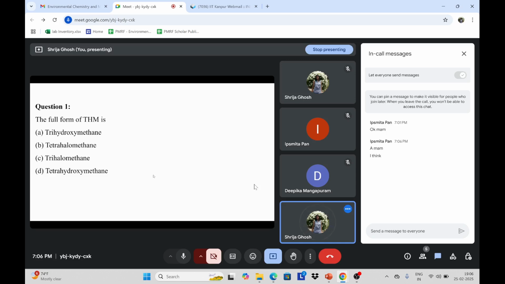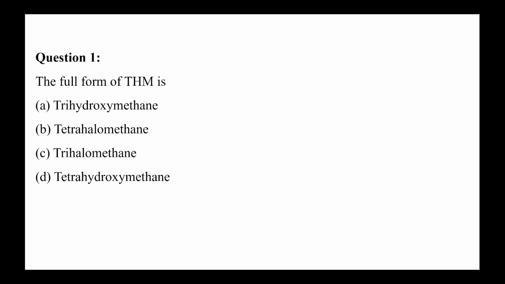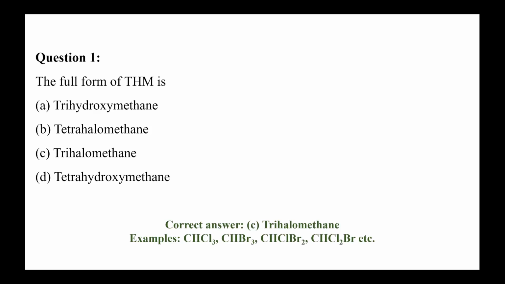Okay. Smita says option A, trihydroxymethane. Okay. Anyone else? The correct answer is trihalomethane.